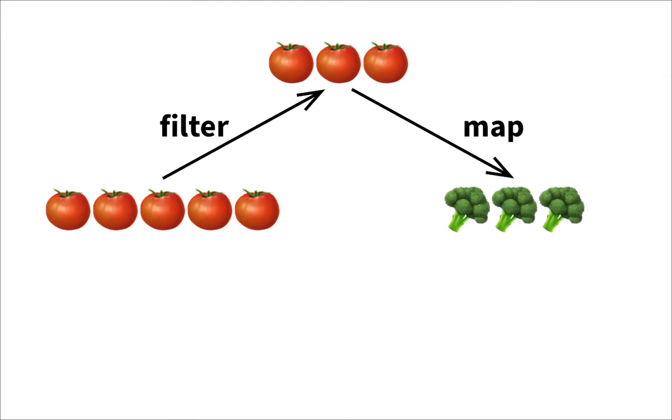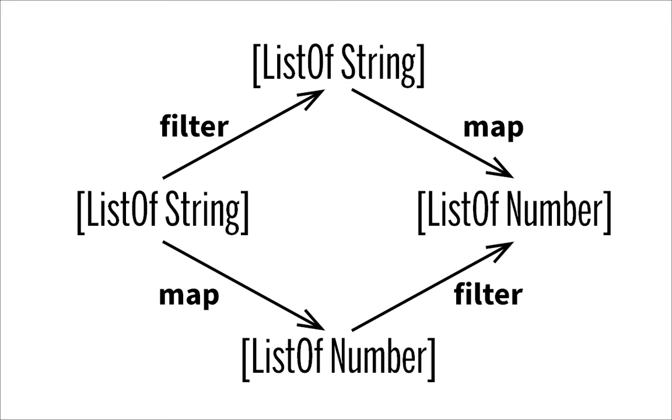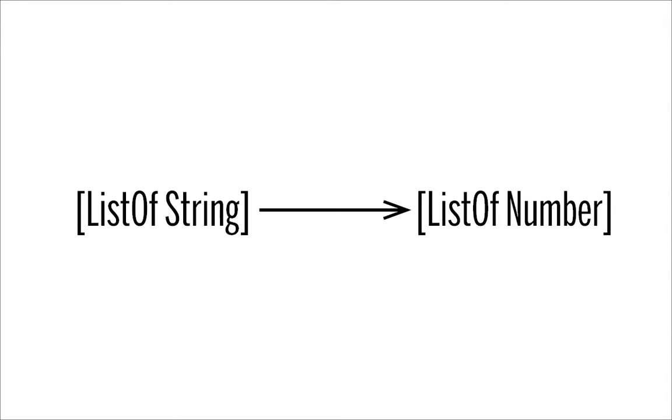Filter first or map first? Let's look at the signatures of what we have and what we want. In both of these exercises, we have a list of strings and we want a list of numbers.